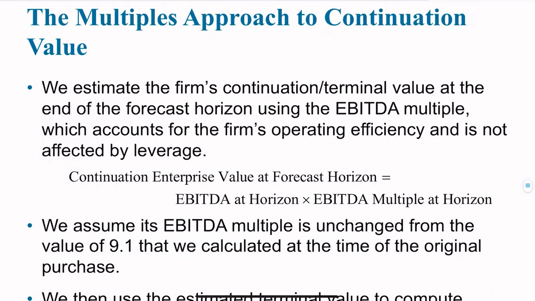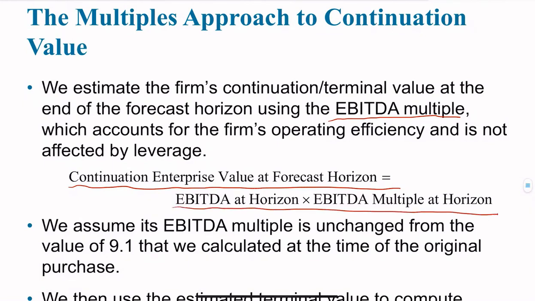So here we will use the firm's EBITDA multiple, because when you're using the valuation multiple to value a firm, you could have so many valuation ratios to use. So here, following the textbook, we use the EBITDA multiple. And what you can see here is the formula which tells you how to do the valuation here. So you can see that we call this number continuation enterprise value at forecast horizon, which is not intuitive at all. It's really the firm's value in 2015.